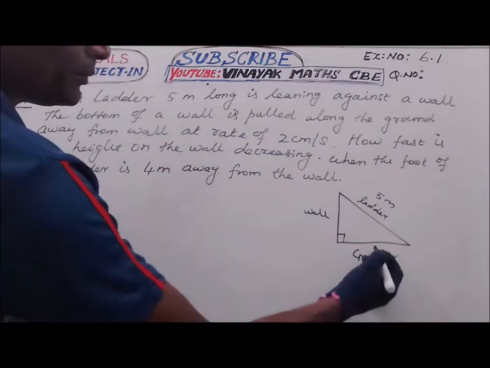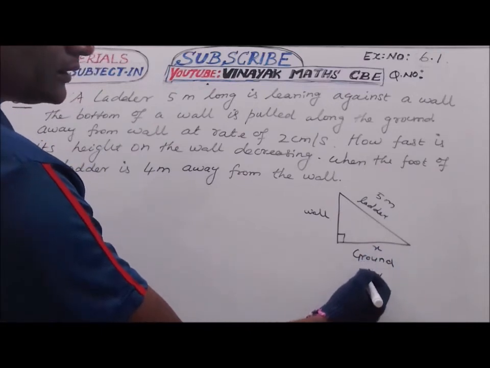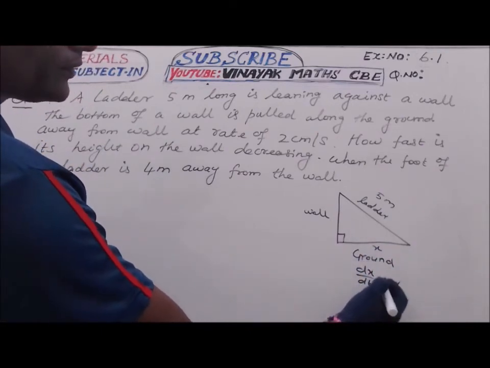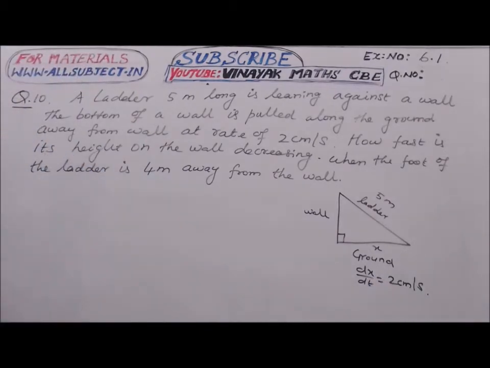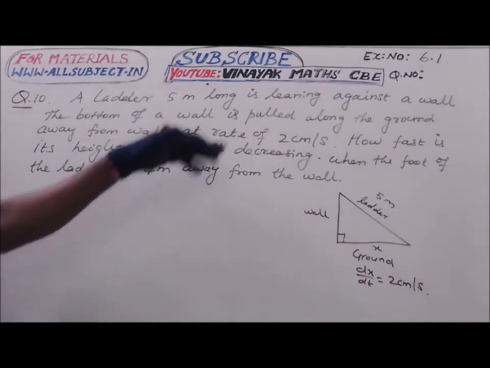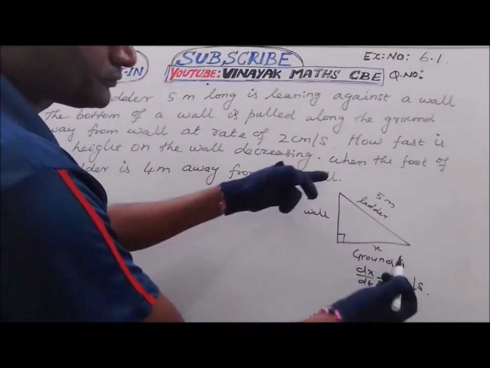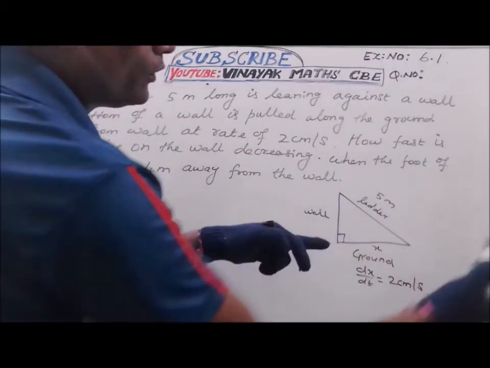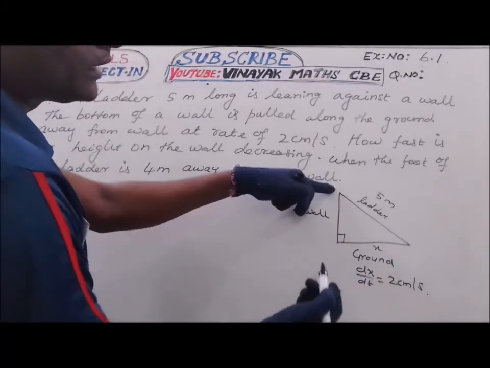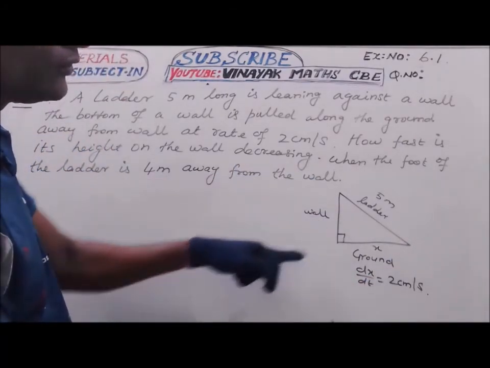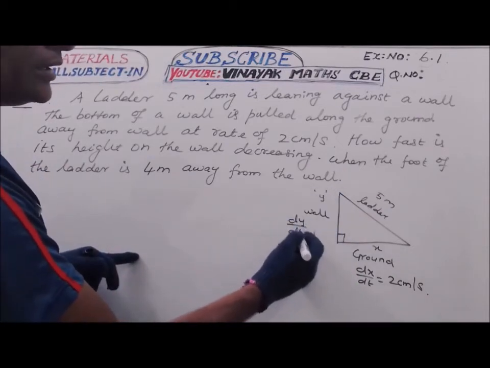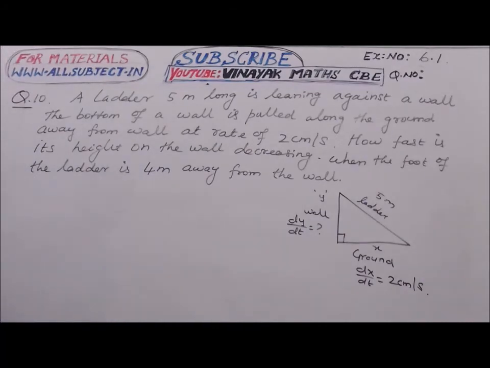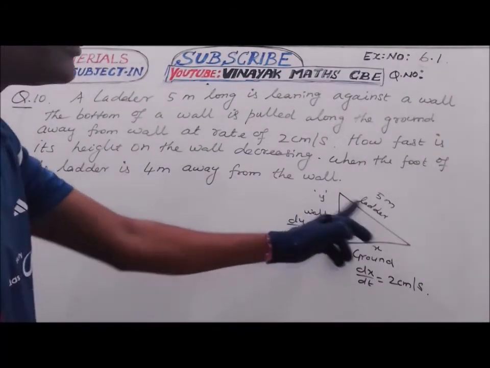That means suppose we are taking it as x. dx by dt is given. That is equal to 2 centimeter per second. And how fast is its height on the wall decreasing? When the bottom is pulled out away from the wall, the height decreases. So taking the height as y, we need to find dy by dt. That is needed here. So this forms a right angle triangle.